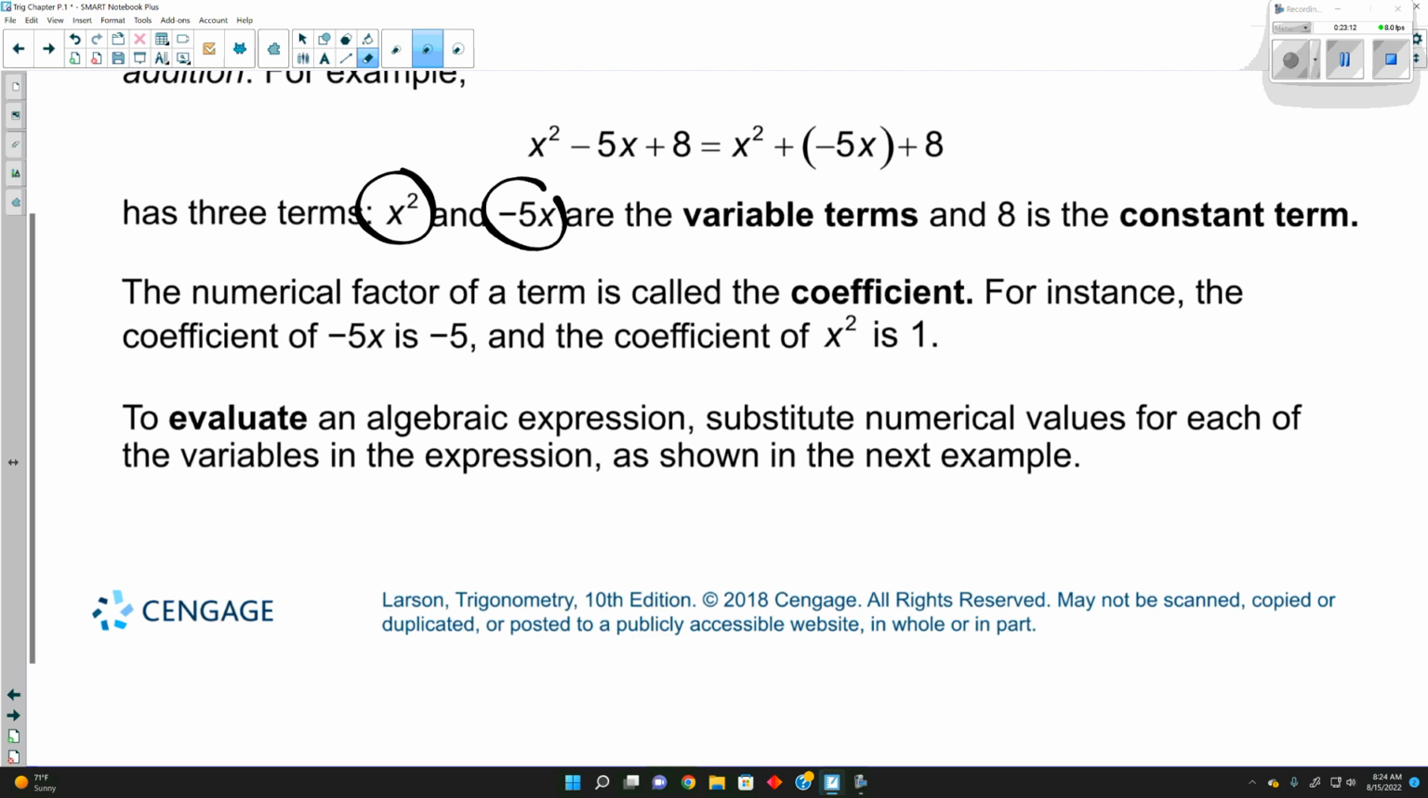Well, this here would be considered the linear term, because if it is to the first power, it's linear. And the 8 is considered the constant term, or a constant function. Y equals 8. When we talk about a straight line, it is constant, so it's a constant term. But that's it.